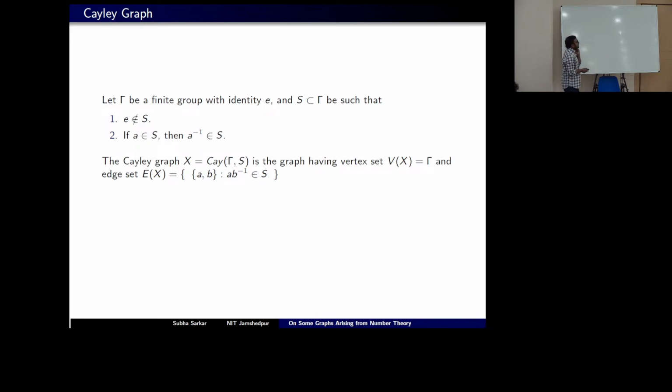And the inversion we are taking, S is closed under inversion, because we want that if between A and B there is an edge, between B and A there should also be an edge. That is why we want that if A belongs to S, then A inverse also belongs to S.